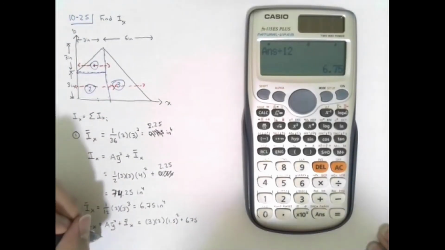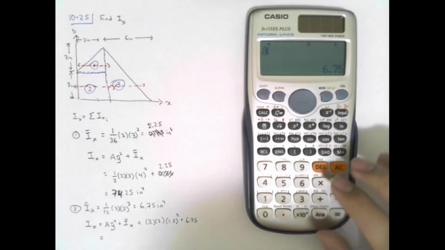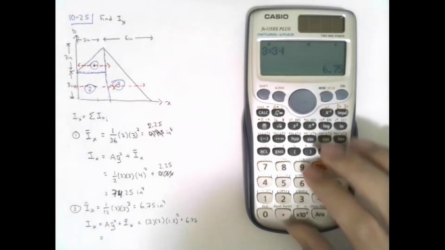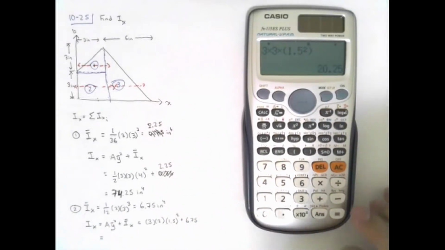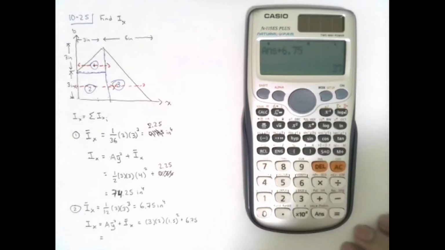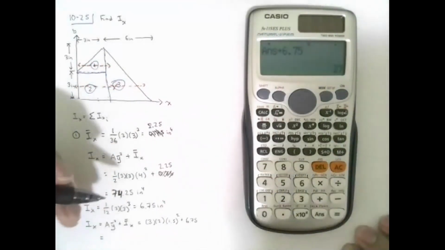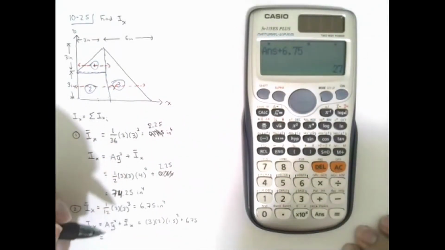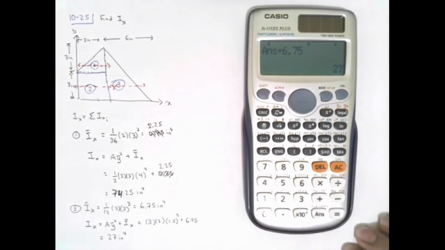This gives me a moment of inertia about the x-axis of 3 times 3 times 1.5 squared plus 6.75. We get a moment of inertia of 27 inches to the power of 4.